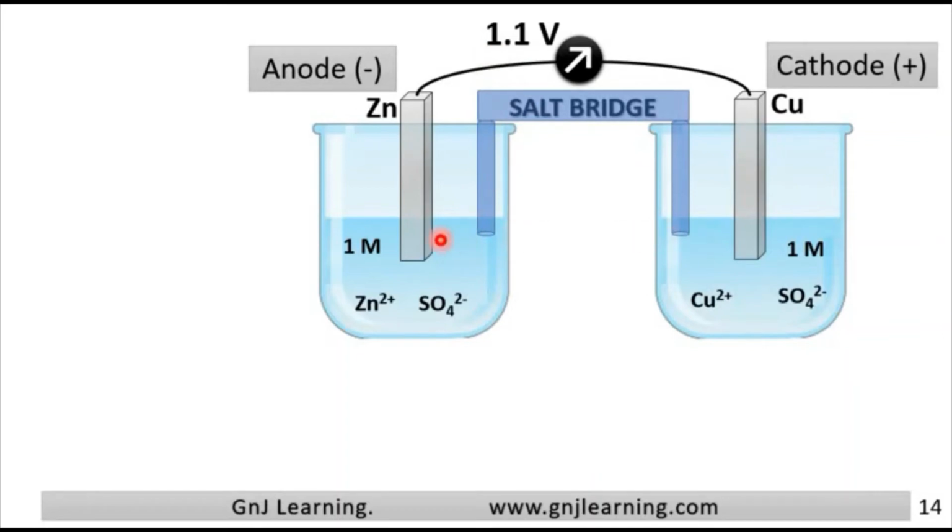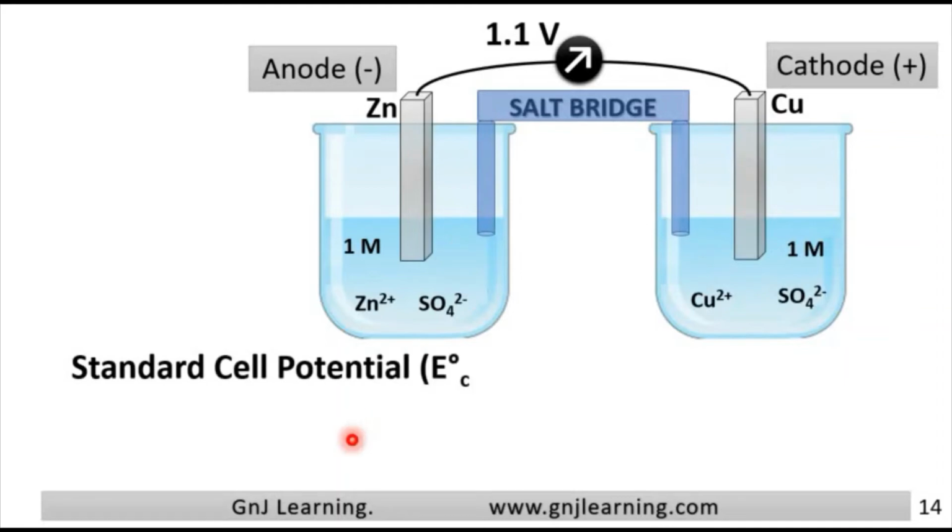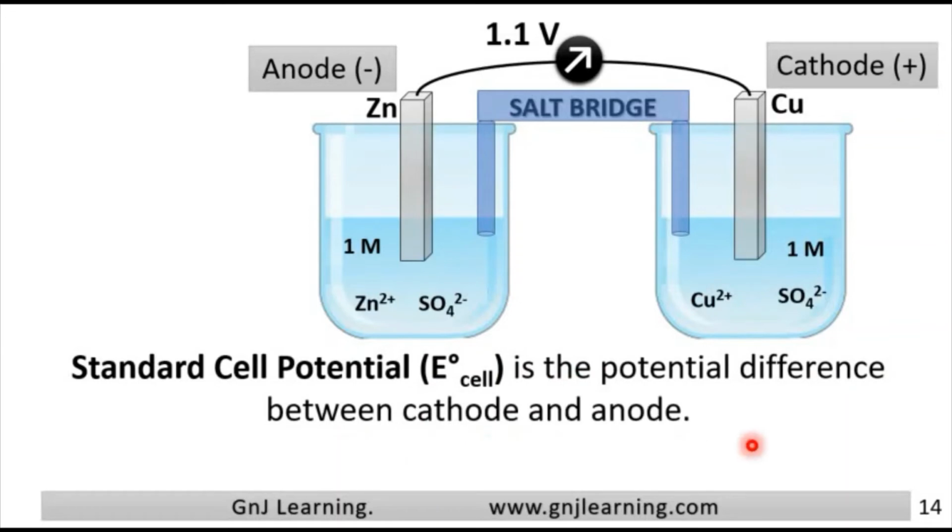Since it is the potential difference of this Daniell cell, you can call it the cell potential. Since the cell is in the standard state, you can call it the standard cell potential, and you can represent it like this. It is the potential difference between cathode and anode. So it is represented as E0 cell. E0 stands for standard, E stands for potential, and cell denotes that it is the potential difference of this cell. If it is written electrode here, then it is the potential difference of the electrodes.